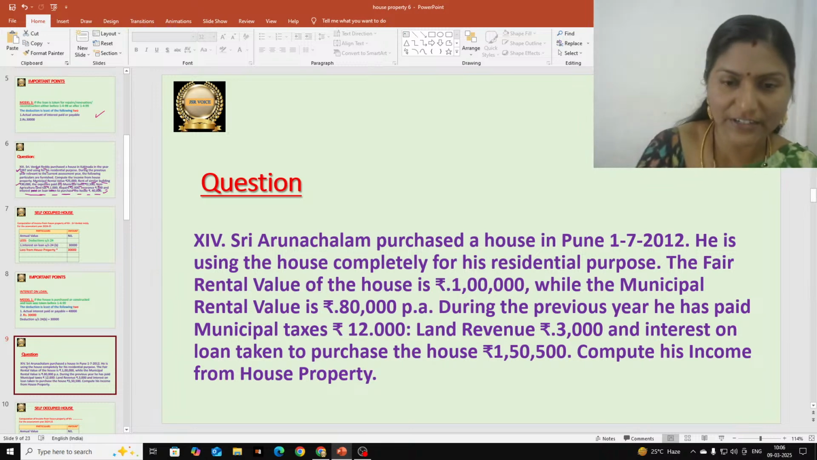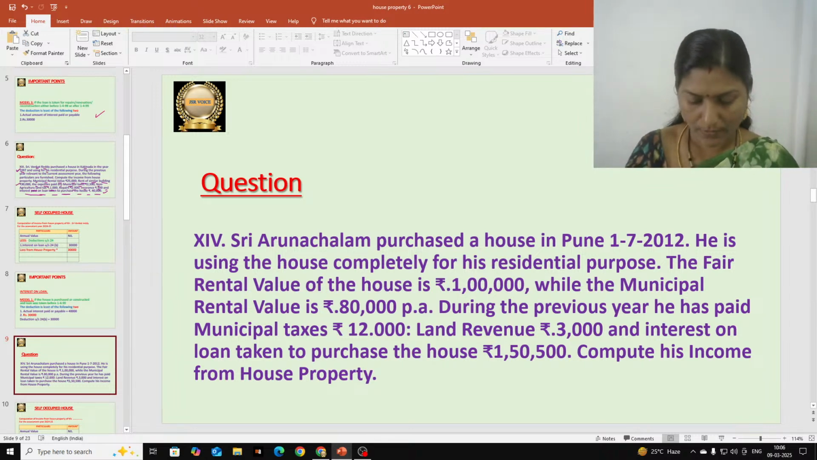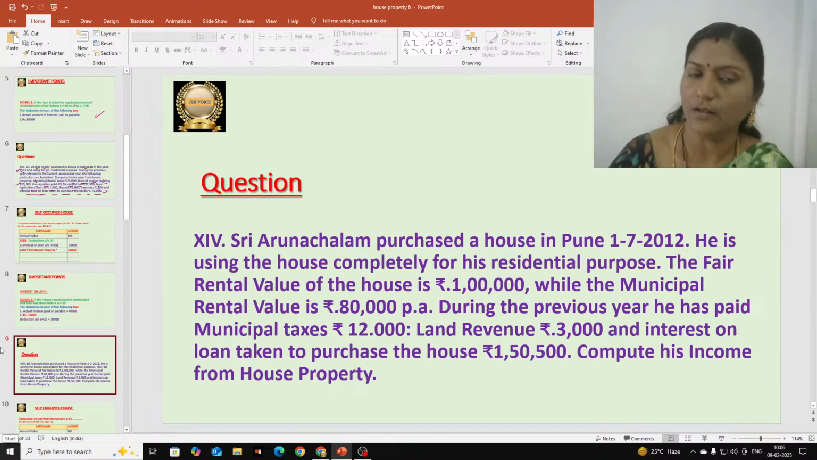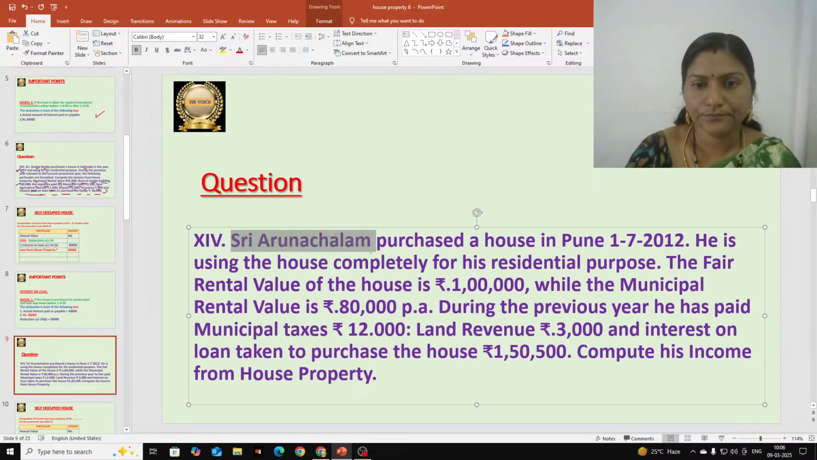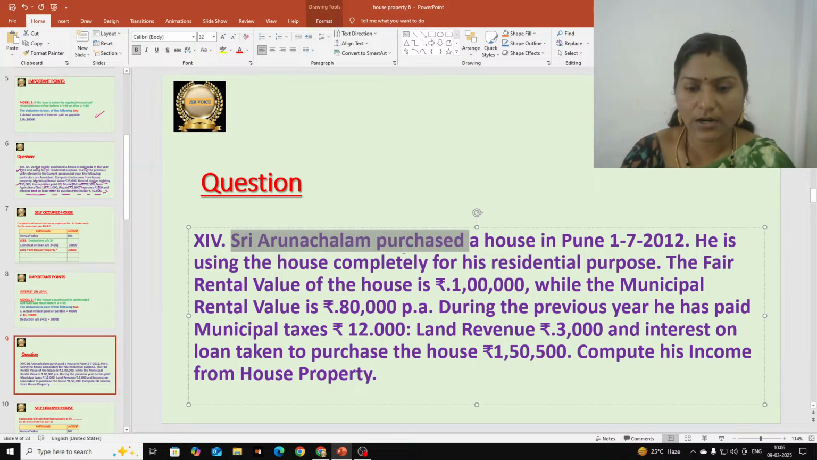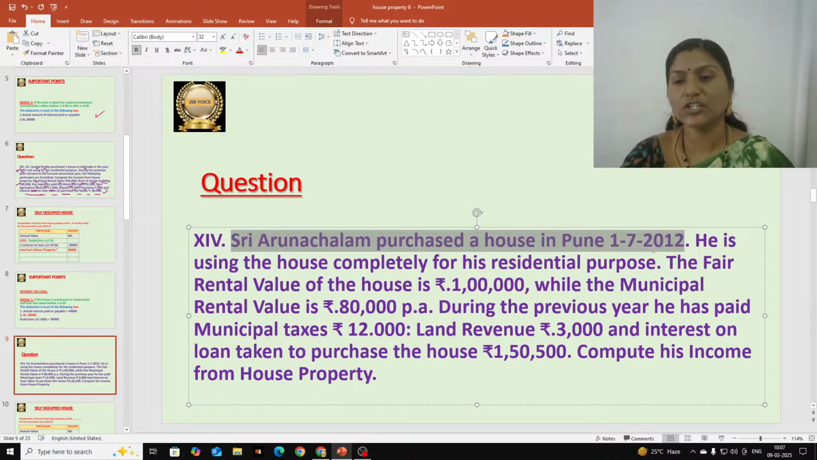I am back, students. I will discuss with you the second question. So let us do the second one now. I will read the question now. Sri Arunachalam purchased a house. So Arunachalam is an assessee, students. Arunachalam purchased a house in Pune on 1-7-2012. So this date is very important, when he is purchasing, in the year 2012. Note the date. I will tell you why.